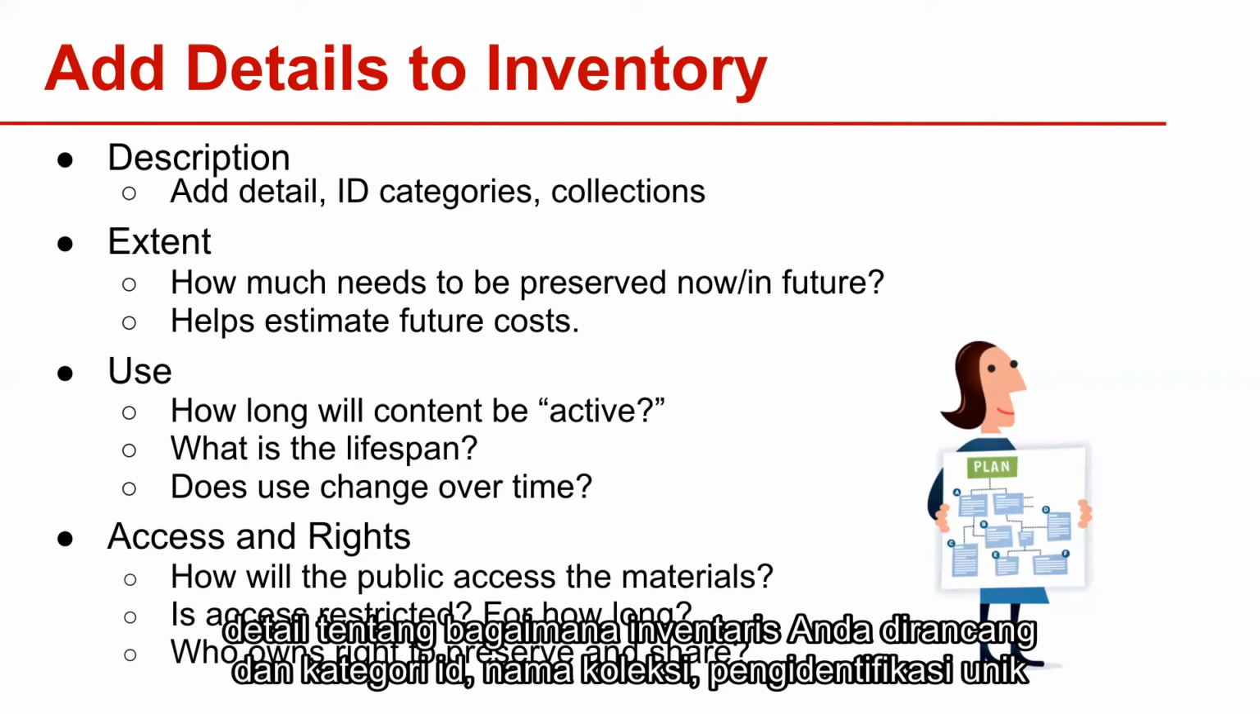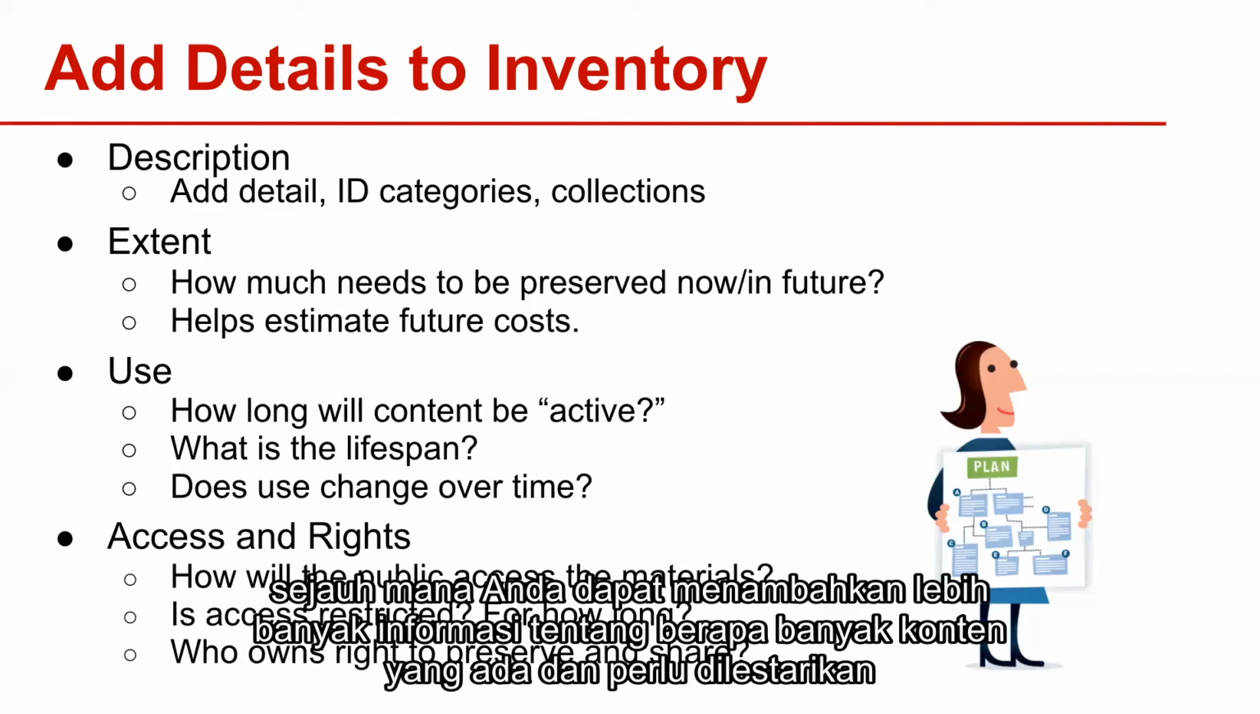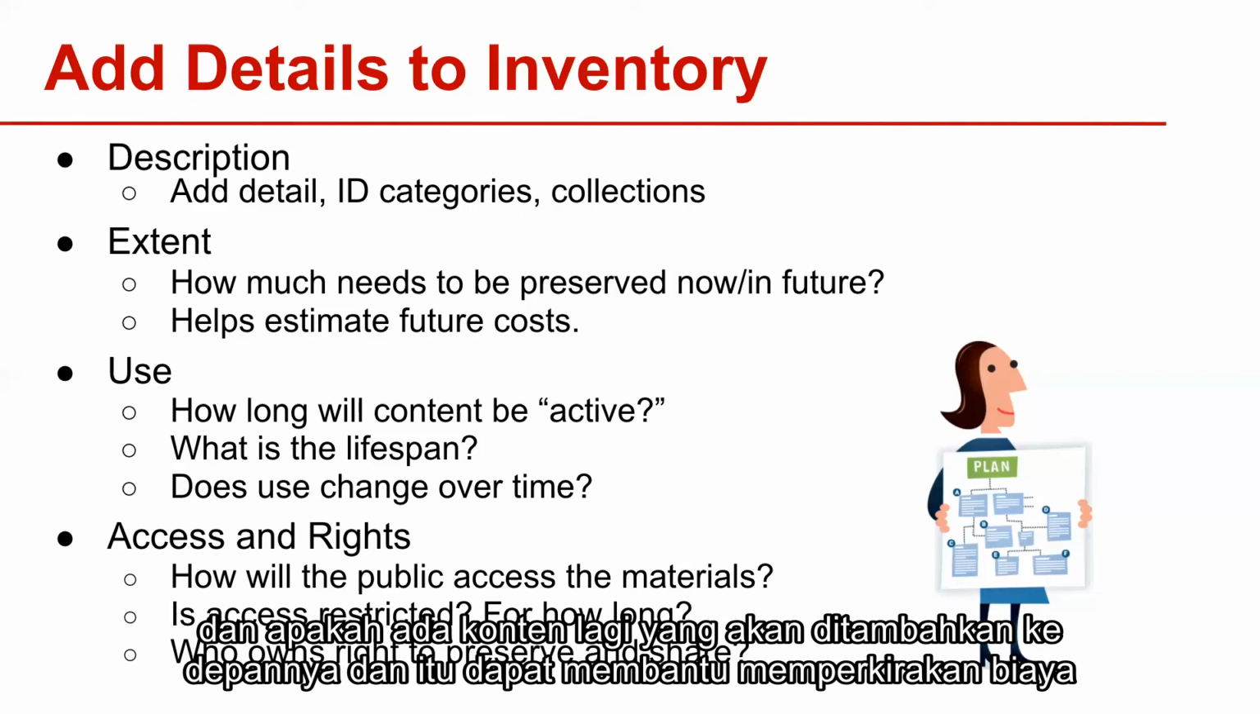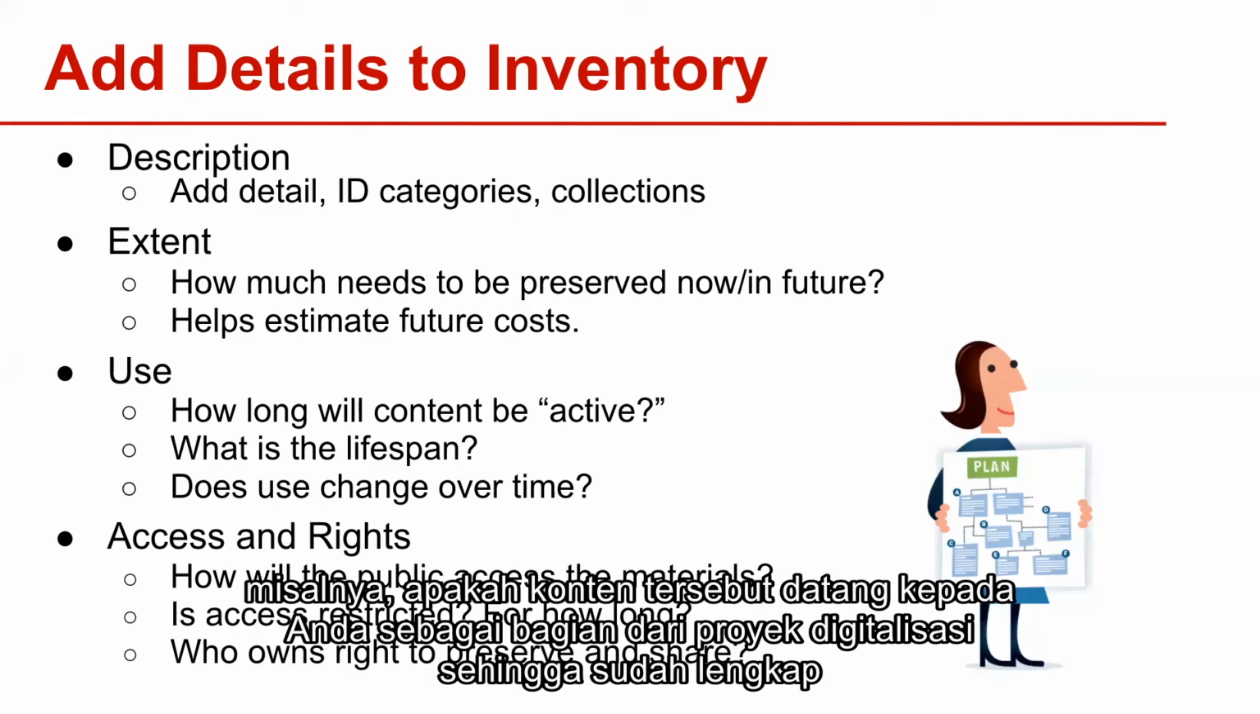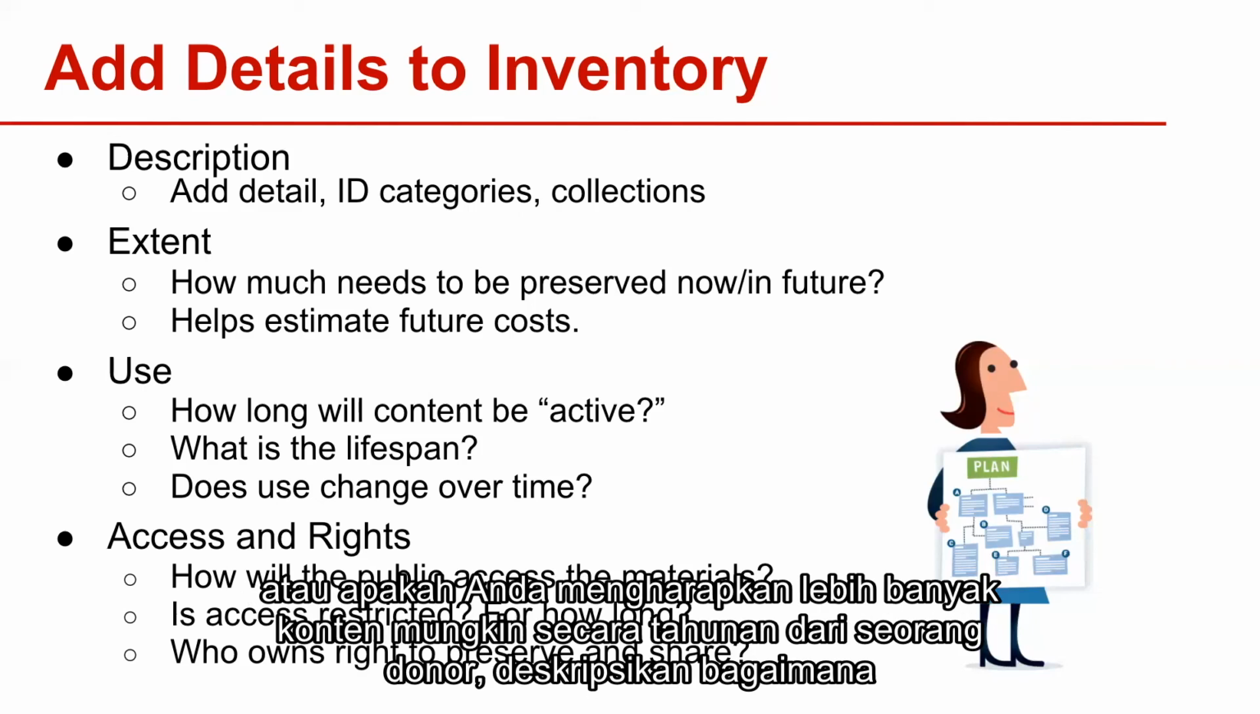So add descriptive details on how your inventory is designed. Add ID categories, collection names, unique identifiers. Extent. You can add more information on how much content there is and needs to be preserved. And will any more content be added to that in the future? That can help with estimating costs. For example, did the content come to you as part of a digitization project, so it's complete? Or are you expecting more content, perhaps on an annual basis from a donor?